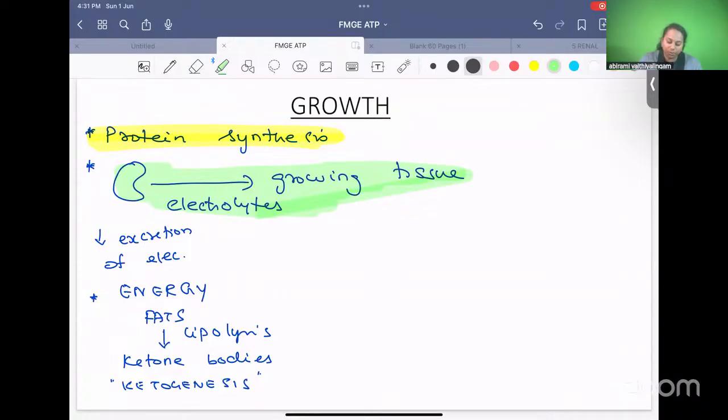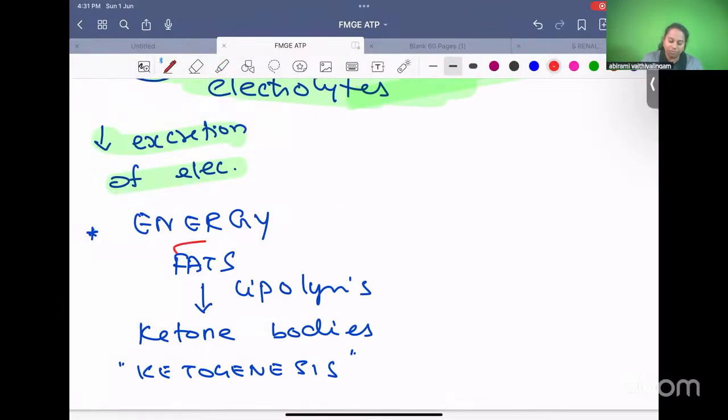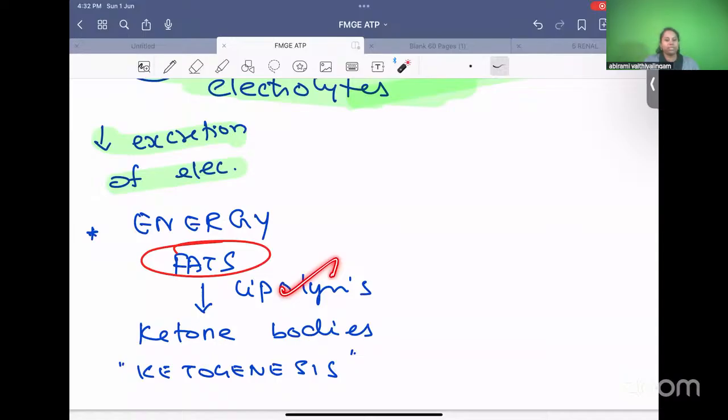For growth, you need energy, and energy comes from breaking down of fats. So growth hormone will use fats for energy. When fats are broken down, that is called lipolysis. When fats are broken down, they release ketone bodies. This is called ketogenesis, or the ketogenic effect of growth hormone. So that's why growth hormone is ketogenic. It is releasing ketone bodies.